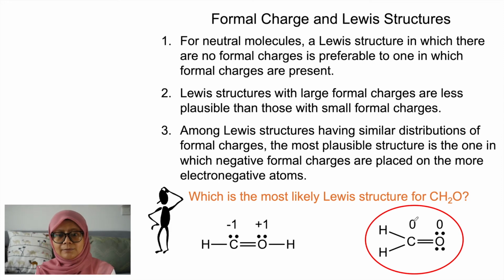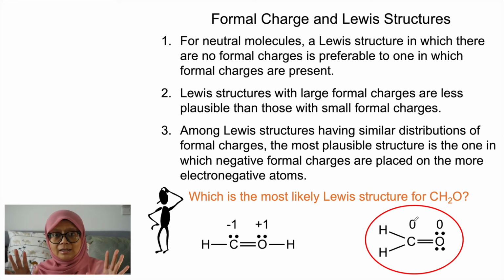For formal charge and Lewis structures, especially for neutral molecules, a Lewis structure in which there are no formal charges is preferable to one in which formal charges are present. Second, Lewis structures with large formal charges are less plausible or less preferable than those with small formal charges.